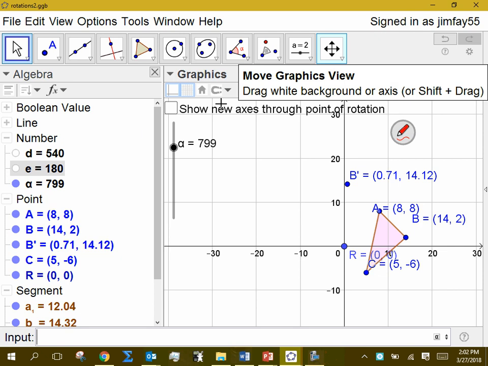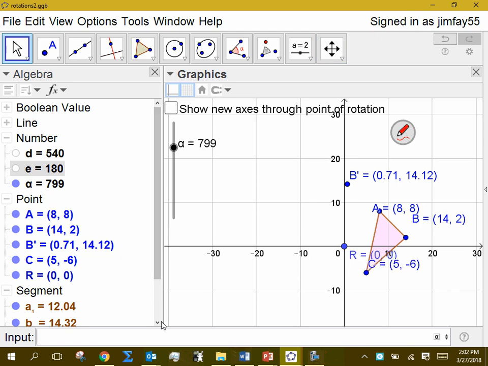You're going to have a homework question like that, where I ask you to take a triangle and rotate it around a point.